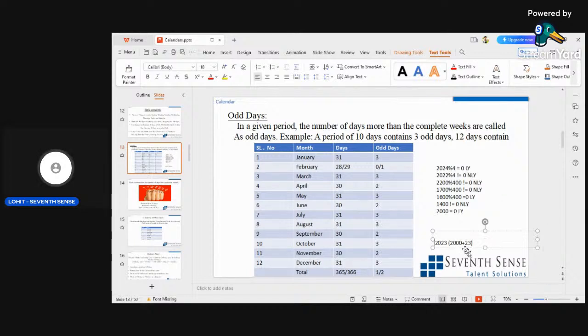Suppose I am writing down 2. Can I write this 2 as 1 plus 1? Both are the same only, correct? The same thing I have done here. So 2023 I can write as 2000 plus 23, because 2000 is a century year, so we can easily calculate. How we can easily calculate, I will show you. Understood why I did this? So we have this much part only.